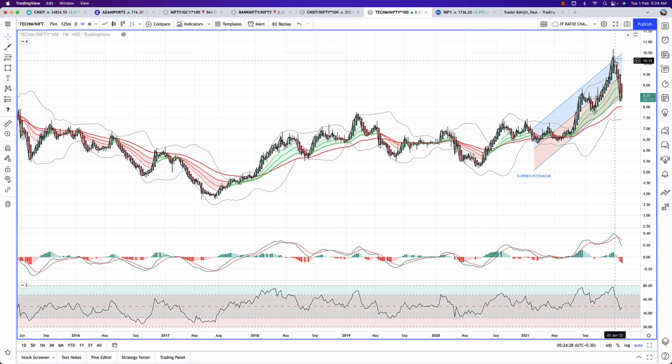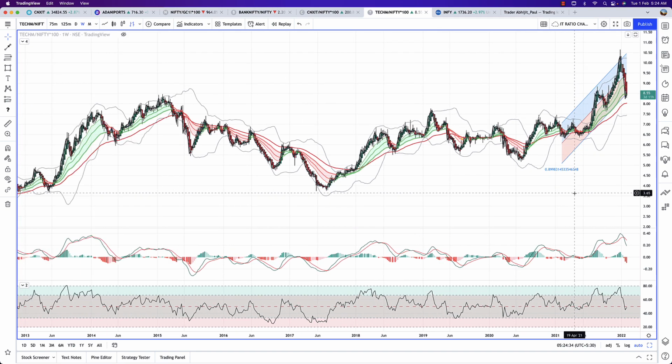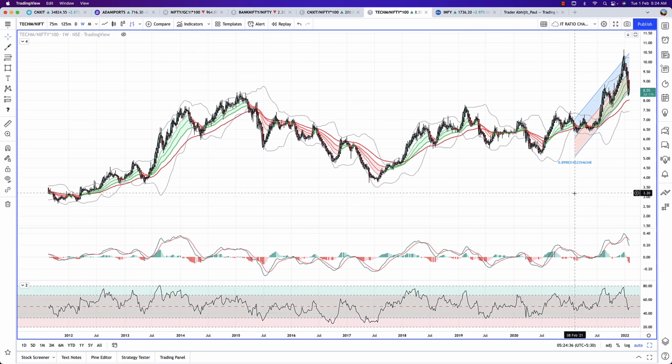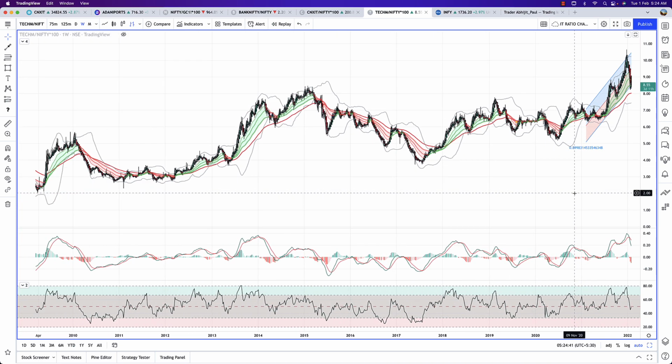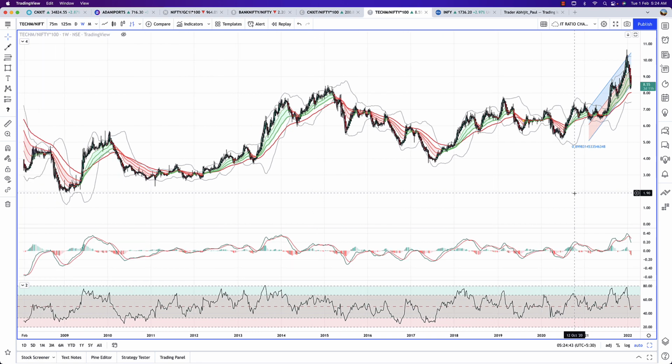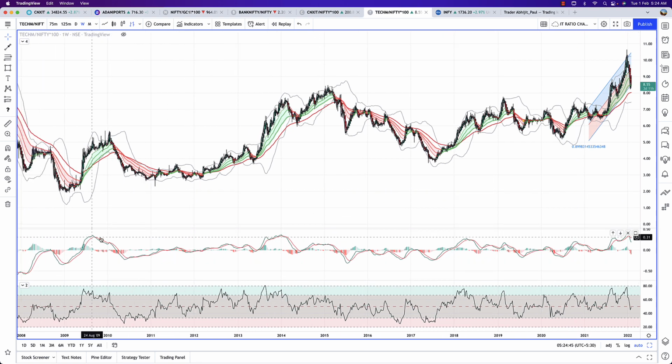Very, very big run. And this guy did not give any kind of divergence. Over here, let's take a look at the behavior of Tech Mahindra vis-a-vis Nifty for the last, let's say, 10 years at least. So let's come to 2010. Okay. Now let's take a look at the MACD extreme readings.